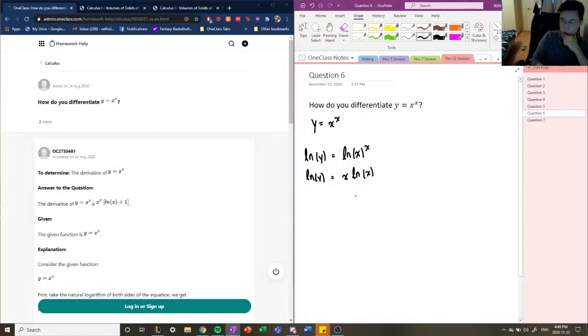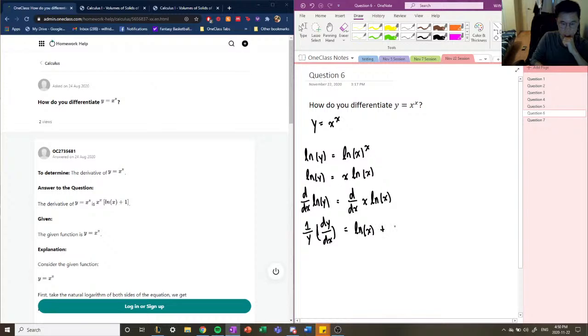Okay. We're going to implicitly differentiate both sides. So d/dx of ln of y equals d/dx of x times ln of x. So the derivative of this is going to be 1 over y times dy over dx. And this one's going to be a product rule, so we're going to get ln x plus x times 1 over x, which is just 1.